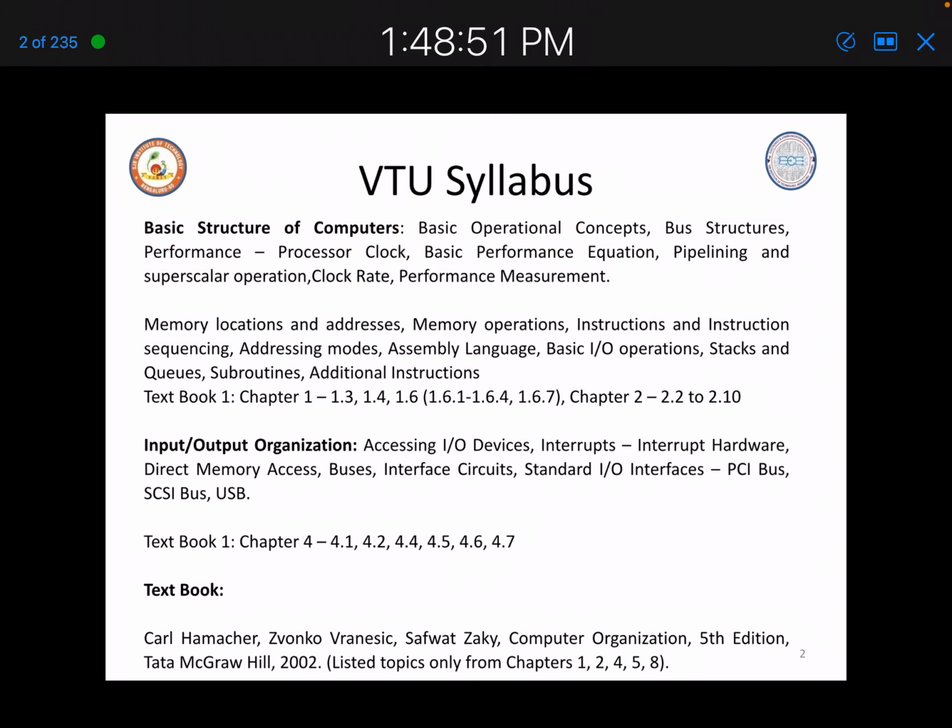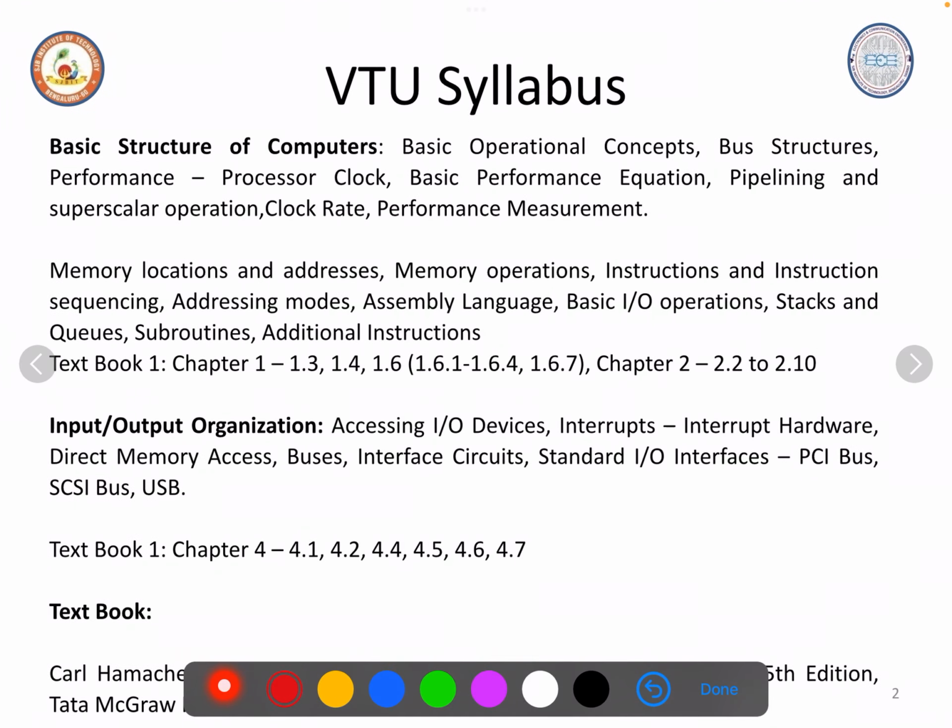Coming to the VTU syllabus, this is the VTU syllabus which you can go through. It consists of 2 parts. The first part will be dealing with the basic structure of computers, and in that I will be discussing the operational concepts, basic bus structures and performance, addressing modes, assembly languages, basic I/O operations, stack and queue, subroutines, and all these things. And part 2 will be dealing with the input-output organization, that is interfacing, accessing the I/O devices and interrupts.